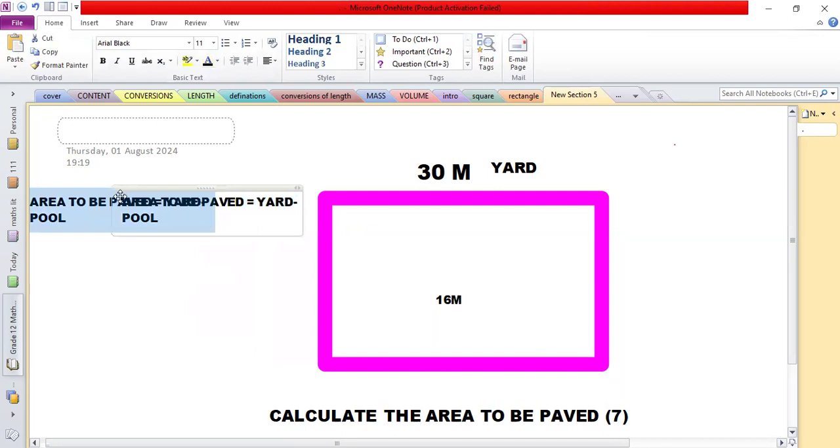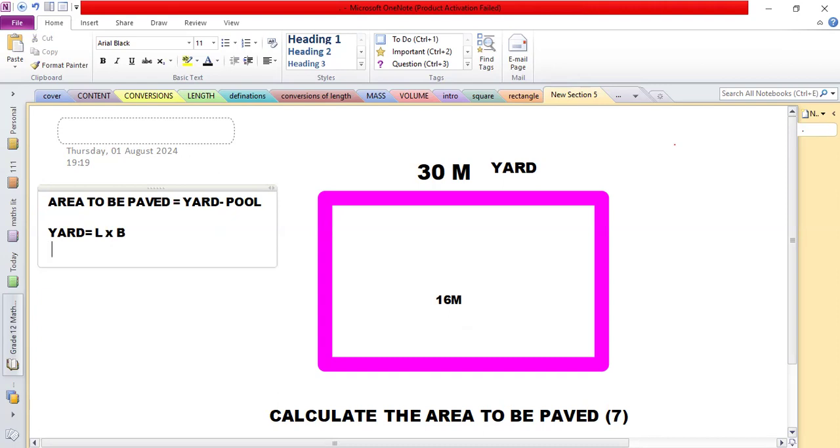Now you know that you have to calculate the area of the yard and the area of the pool. Then minus what? The pool from the yard. So we must discuss the yard. How much is the yard? The yard is a rectangle, so it's going to be length multiplied by breadth. That's the first thing that we're supposed to do. I believe you can see I am writing there.